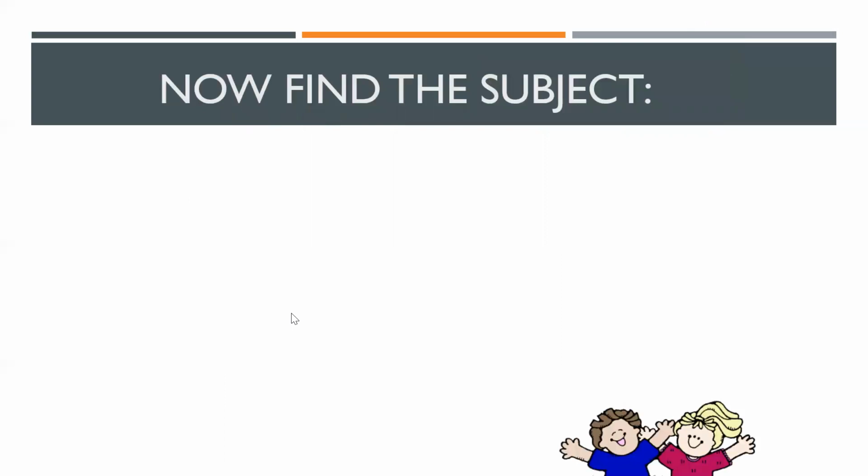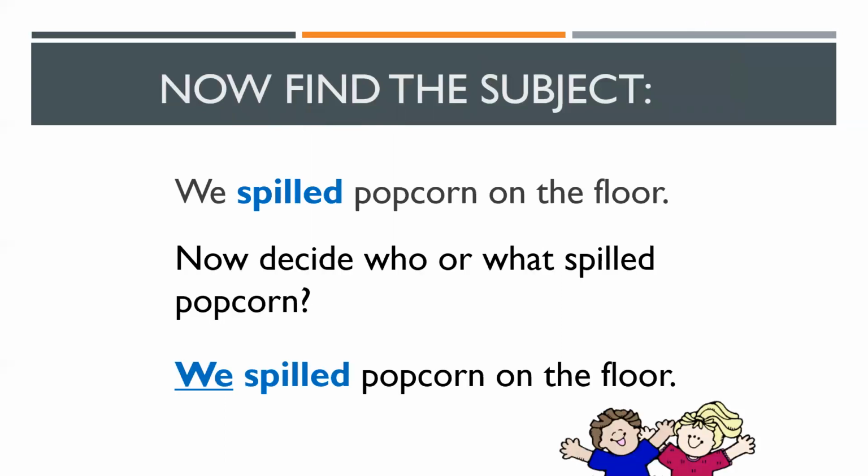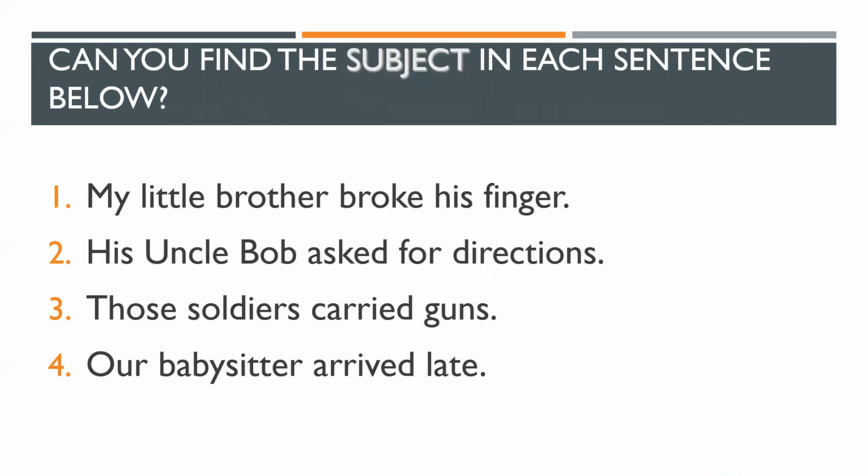The next one is a very simple exercise. You can find the subject in any sentence below. So you have, my little brother broke his finger. The predicate, or the verb, here is broke, right? So what is the subject? My little brother. So these three words become one unity. It means that we have the subject, my little brother.